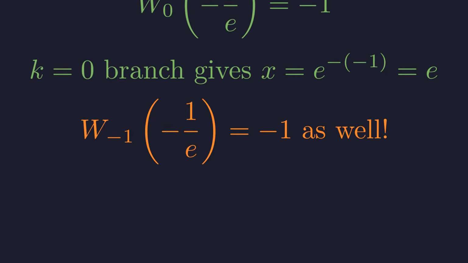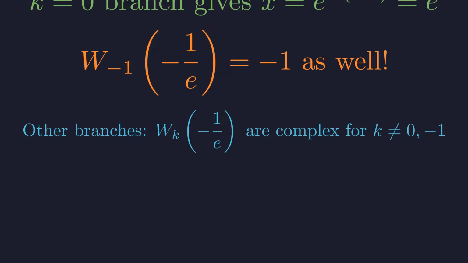But here's something interesting. The negative 1 branch also gives W subscript negative 1 of negative 1 over e equals negative 1. Wait, that gives us the same solution, x equals e, again. This happens because negative 1 over e is exactly at the branch point where W subscript 0 and W subscript negative 1 meet. For all other values of k, the branches W subscript k of negative 1 over e give us complex numbers. These correspond to the infinitely many complex solutions to our original equation.